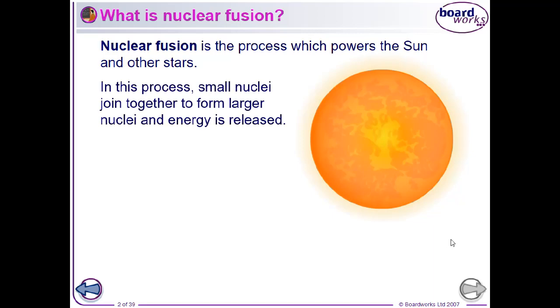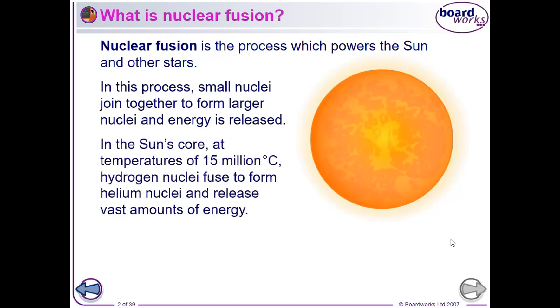Inside stars, small nuclei join together. They get forced together by the immense gravitational fields inside the star. Temperature as well gives them enough energy to get the nuclei close enough together for fusion to happen. And when the small nuclei join together to make a larger one, energy is released. For example, in the sun, our star in our solar system, the temperature is about 15 million degrees Celsius. At that temperature, the hydrogen nuclei are fusing together to form helium nuclei, and in the process releasing vast amounts of energy.